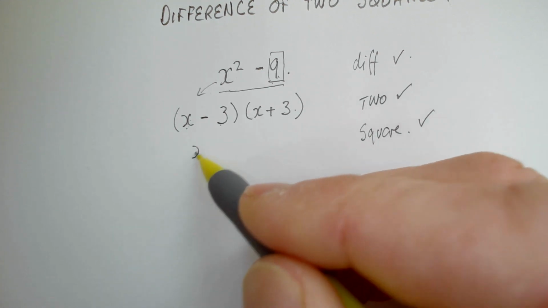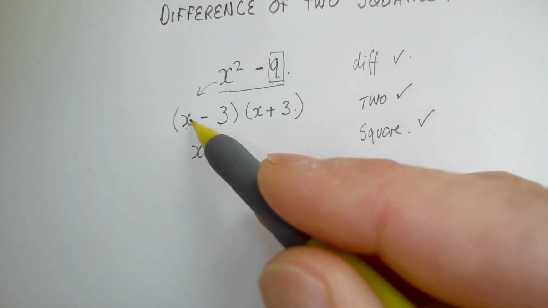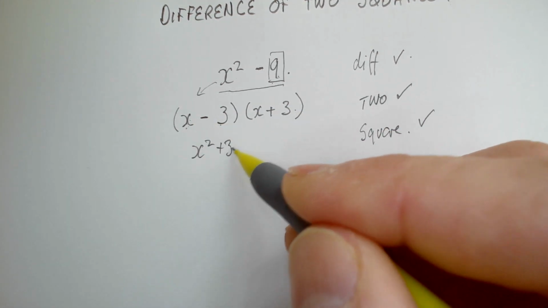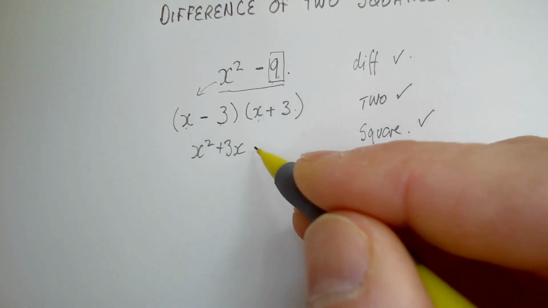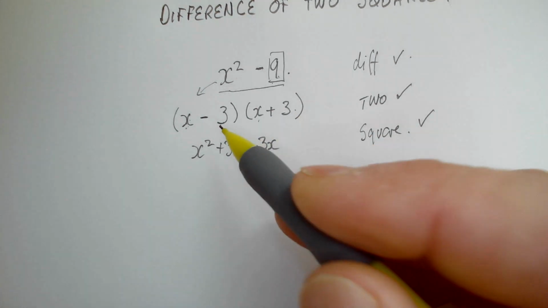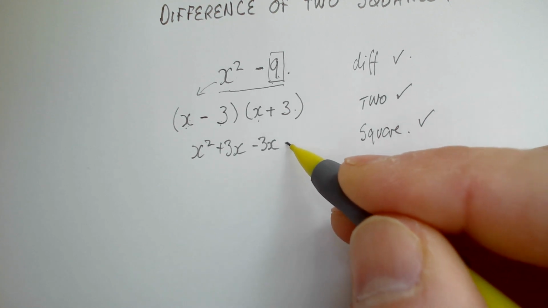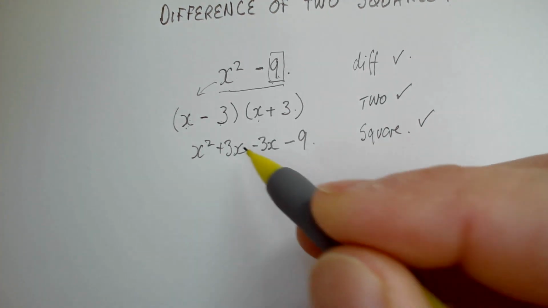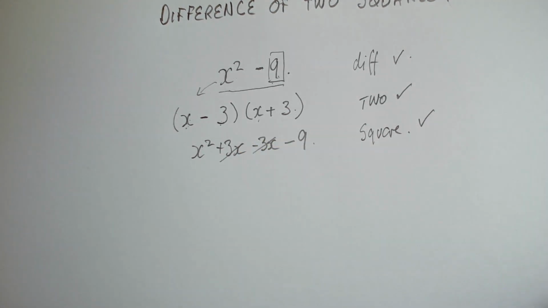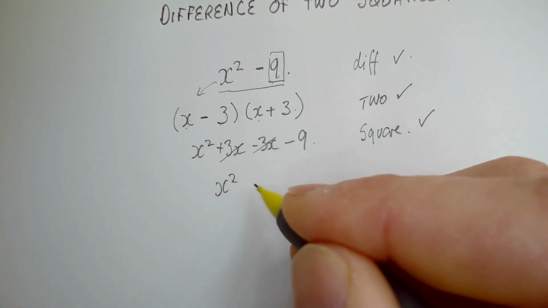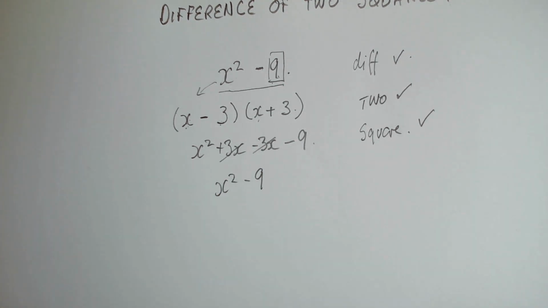So we have x times x, which is x squared. x times plus 3 is plus 3x. Minus 3 times x is minus 3x, and minus 3 times plus 3 is minus 9. And when we simplify that, these common terms cancel each other out, and we're left just like we started with x squared minus 9.